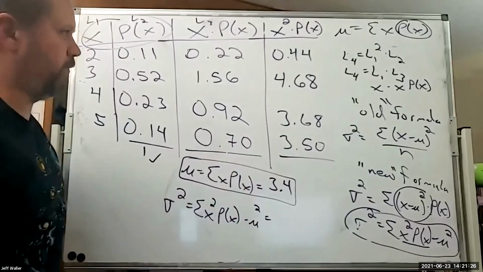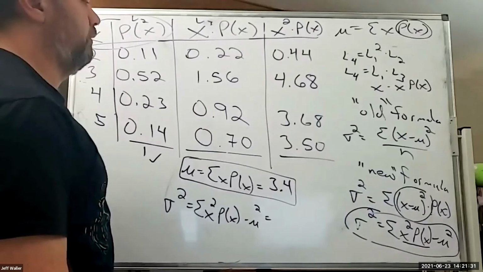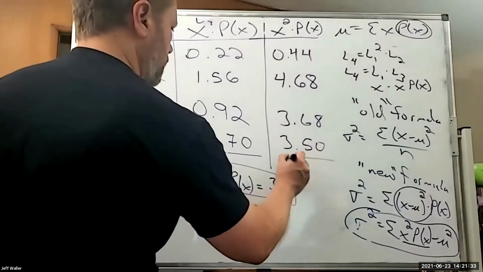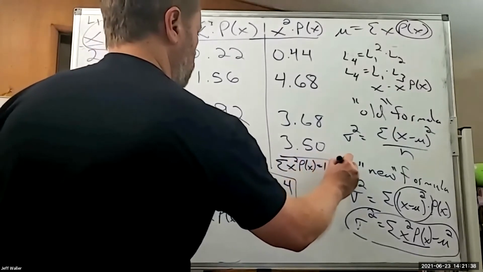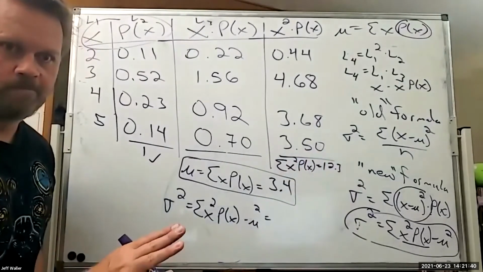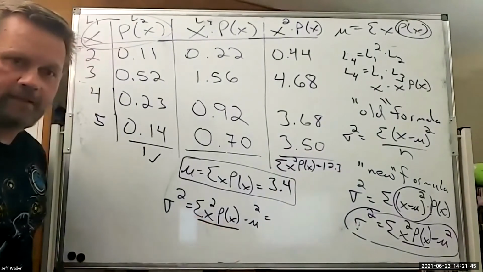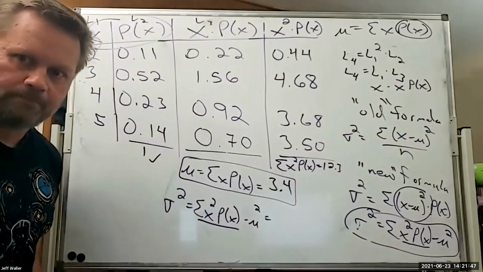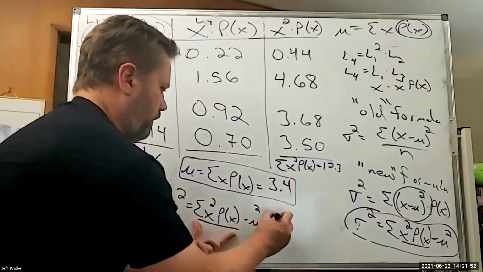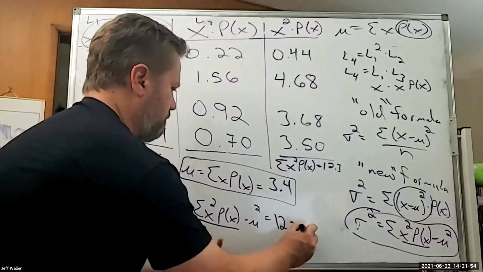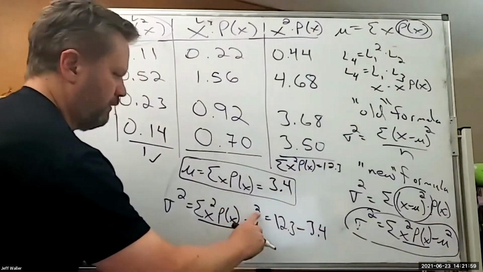Want me to do it? 6, 12.3. 12.3, I like it. So the sum of x squared p of x is 12.3. And that needs to go right here, correct? You see that? The formula needs that sum right there. So I'm like, all right, formula, let's see, 12.3 minus the mean. And the mistake people make is they forget to square that.